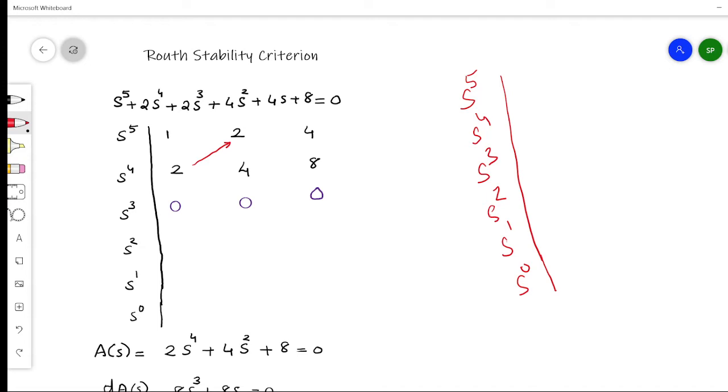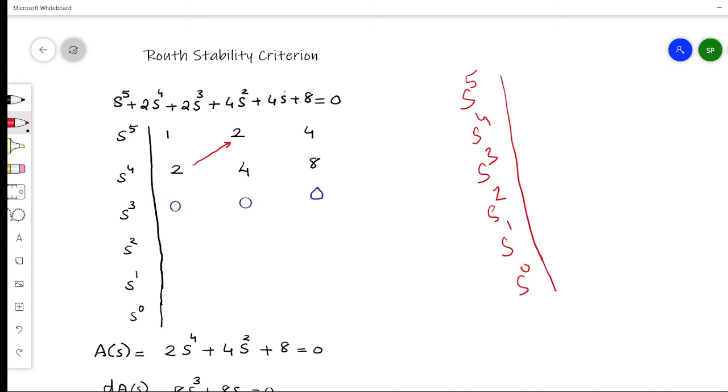Check the coefficients of the given equation. The first coefficient is for the power s raised to 5, that is 1, so we enter 1 as the first element. What will be the second element in the first row? The second element will be from the alternate powers. If we have taken s raised to 5, then the next one should be s raised to 3. The coefficient of s raised to 3 should come as the second term. Then after s raised to 3, the next alternate term, s raised to 1, should come as the next term.